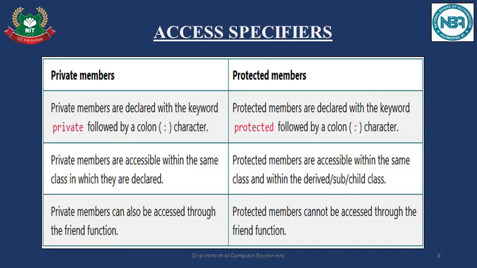Third point, private members can also be accessed through the friend function. A friend function is one through which we can make a class a friend class of that particular class we have defined. So if that class is a friend of our class, then only it can access the private members of our original class. Protected members cannot be accessed through the friend function. So friend function cannot be implemented in inheritance for protected data members.